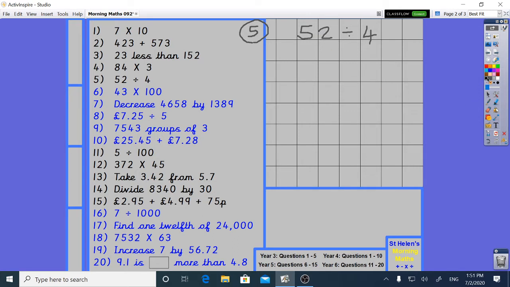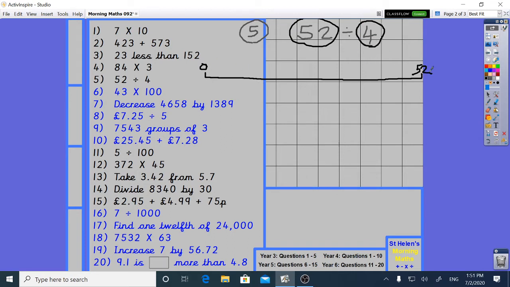You could do it that way if you know what you're doing, or you could do a number line method. Let's get a nice long number line, because it's going to be quite a while. I'll start on 0 and I'll count all the way up to 52, because that's this number here. I'm going to count up to 52. I'm going to count in 4s, because that's this number here.